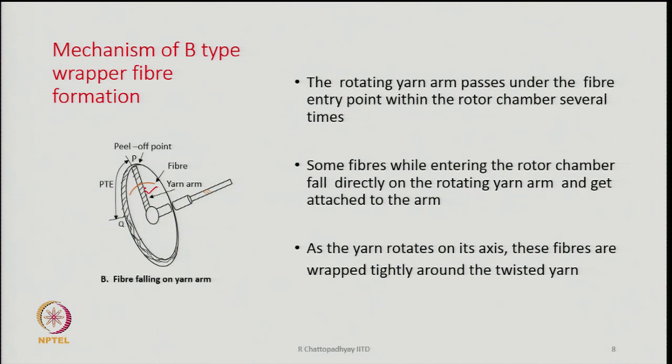and once it is caught, it will immediately be wrapped around the yarn core, the twisted part of the yarn. It cannot penetrate and go inside, because yarn has already formed. So, it has to stay on the surface, and it will stay on the surface in the form of sheath fibers. That is what is going to happen for those fibers which are going to land on the yarn arm.